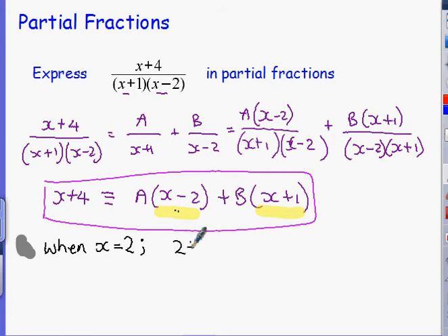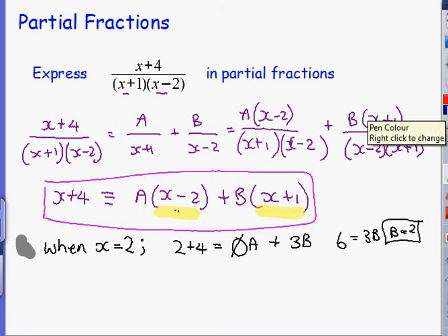So we've got 2 plus 4 equals no A, because 2 minus 2 is 0, and plus 3B. So we can see that 6 equals 3B, therefore B must be 2. First answer.